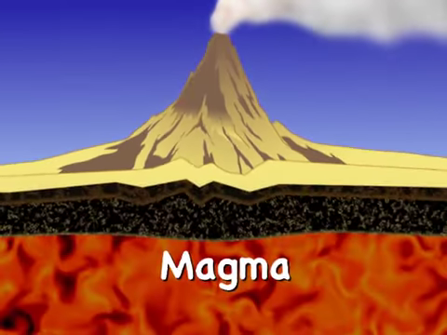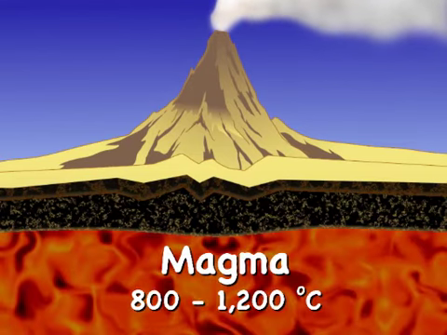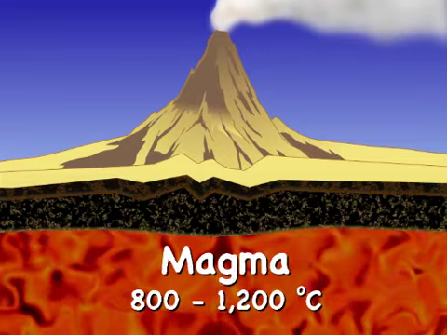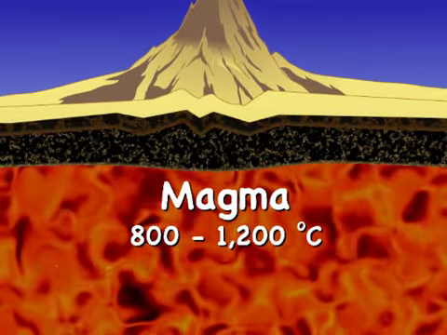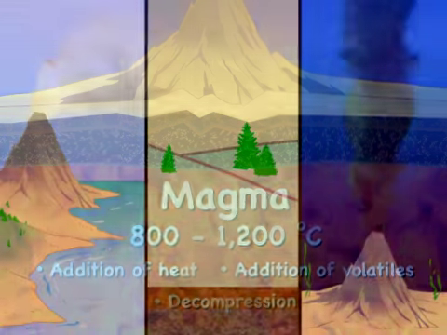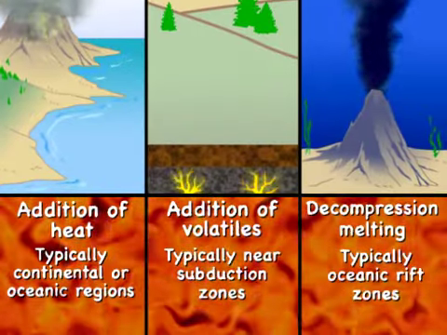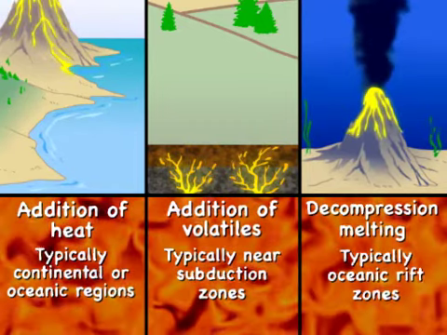Magma is liquid rock, which is produced within the Earth and reaches temperatures from 800 to 1200 degrees Celsius. There are three primary mechanisms of magma production: addition of heat, addition of volatiles, or decompression. Each of these different types of melting produces specific types of magma, and therefore generates volcanoes with different eruptive styles and structure.